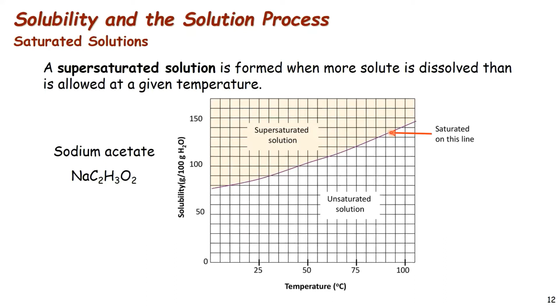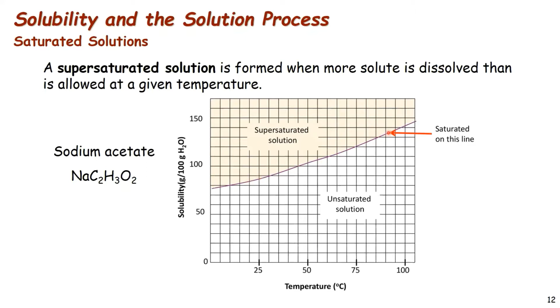Now, for most salts, if I started to cool down the solution, all that would happen is we would keep following this curve, and all of that extra salt that we dissolved at the higher temperature would immediately crystallize out, precipitate, and fall to the bottom of the container. That's true for almost all ionic compounds. Sodium acetate is one of the strange ones that can form these supersaturated solutions.